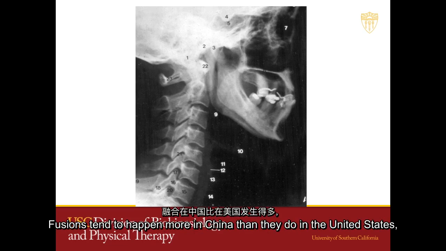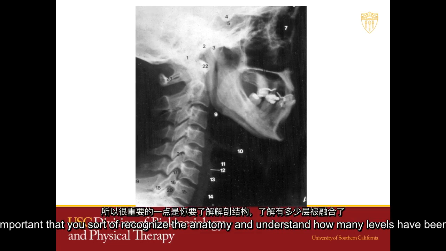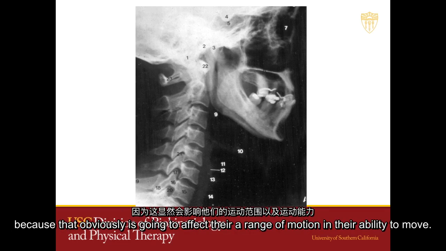Fusions tend to happen more in China than they do in the United States. And we tend to have larger fusions where the fusion's happening at multiple levels of the spine. And so it's important that you recognize the anatomy and understand how many levels have been fused, because that obviously is going to affect their range of motion, their ability to move.